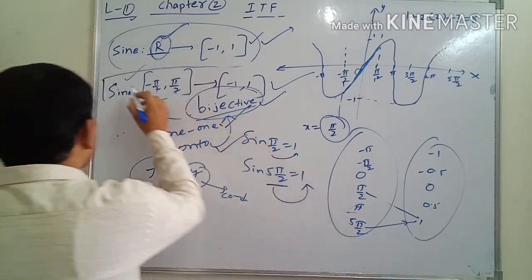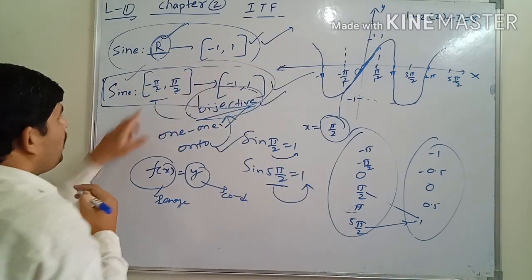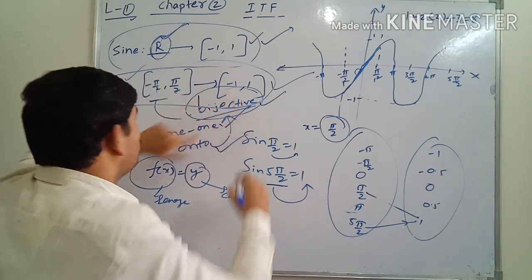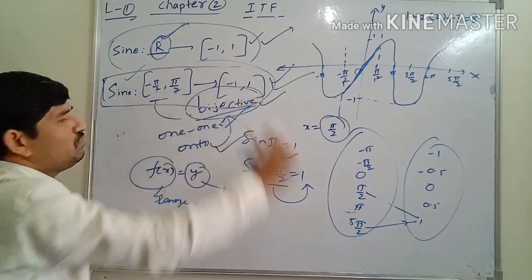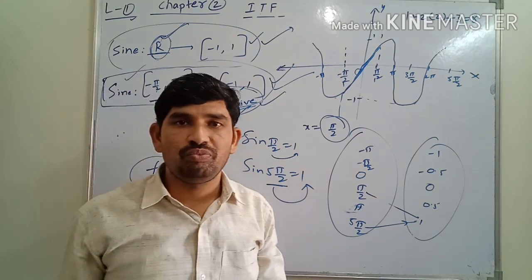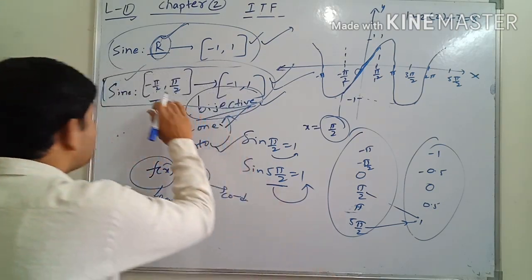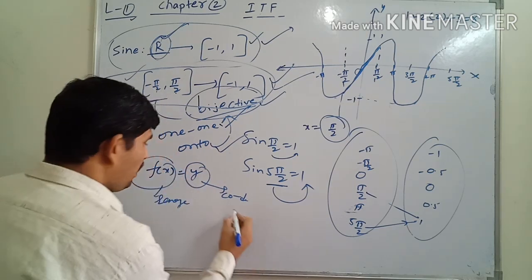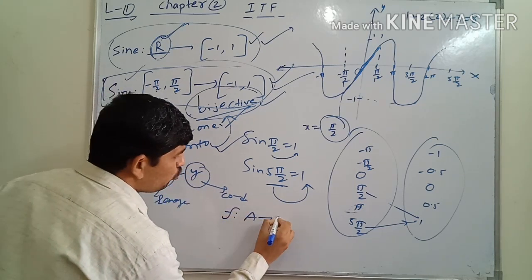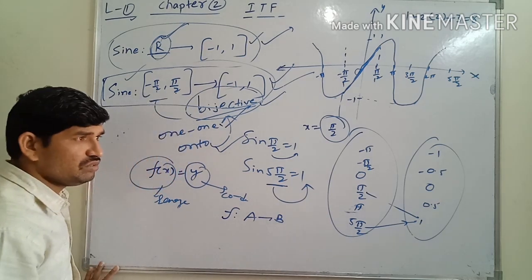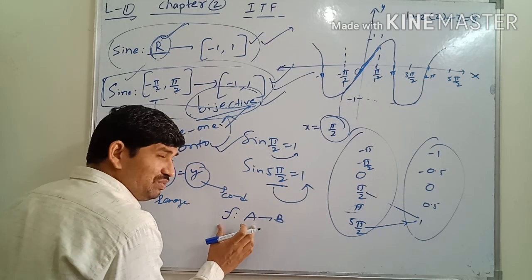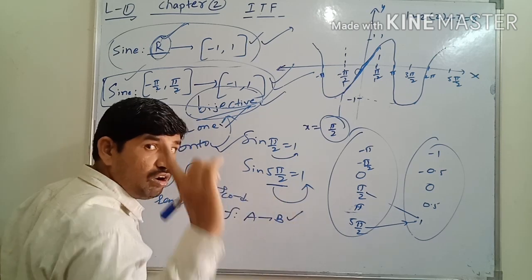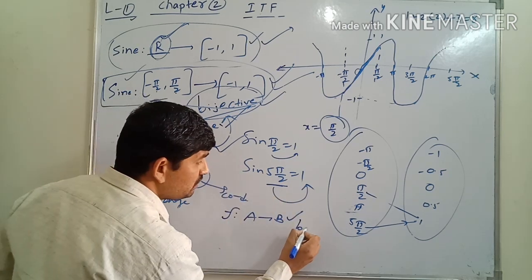So remember, sine from minus pi by 2 to pi by 2 gives the range minus 1 to 1. In this interval the sine function is bijective. Suppose a function is bijective; remember, the function is invertible. If we take f from A to B as a function, and suppose it is one-one and onto, then it is bijective.